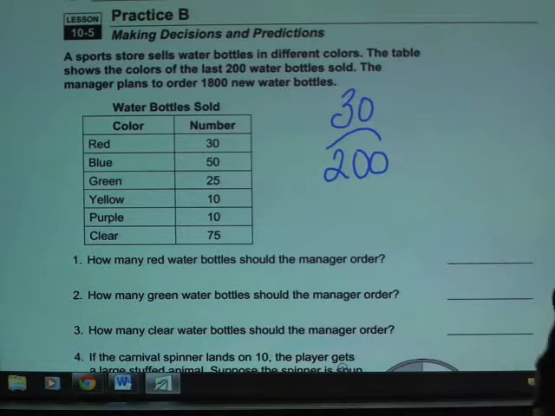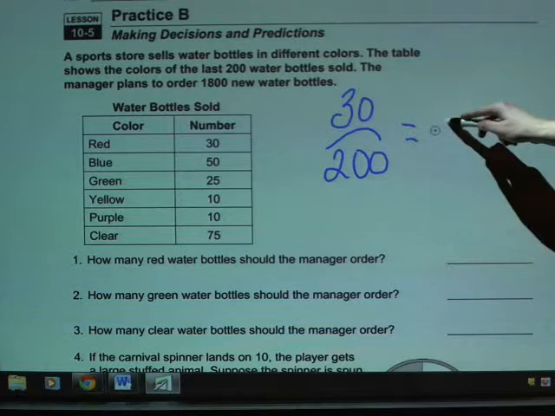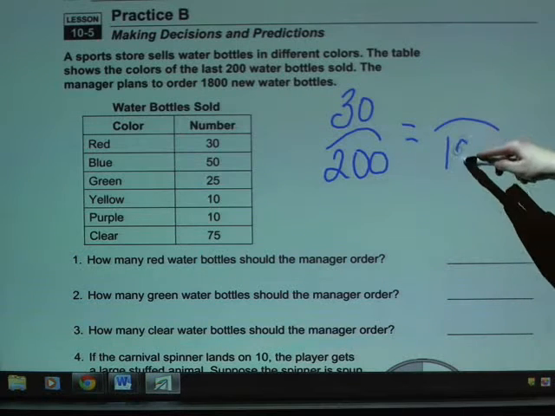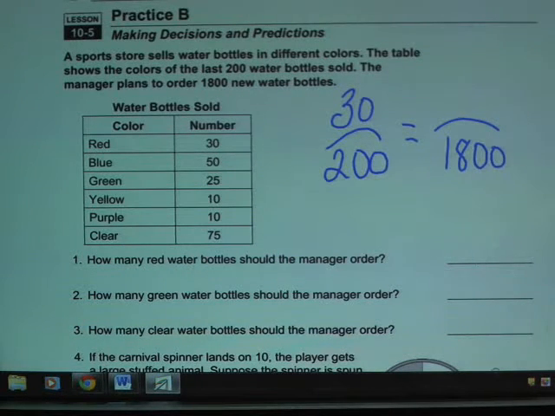So the probability of selling a red is 30 out of 200. And we can change that to whatever form we might like to. But what the question is really asking me to do now is to bubble that up to represent 1,800 total orders and figure out then how many reds I should order. So if I'm going to bubble this up to be 1,800 total orders, I'm going to write another ratio compared to 1,800. And since I'm supposed to figure out how many red water bottles there are, that's where I'm going to put X. Now notice my ratios represent the same part to whole relationship.